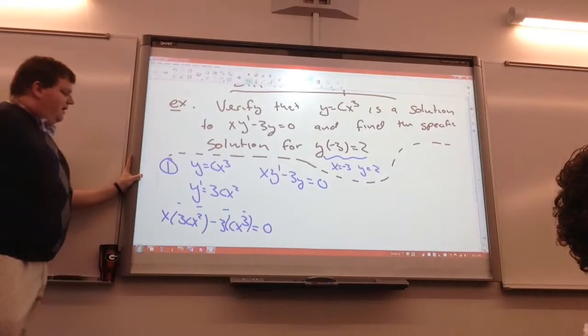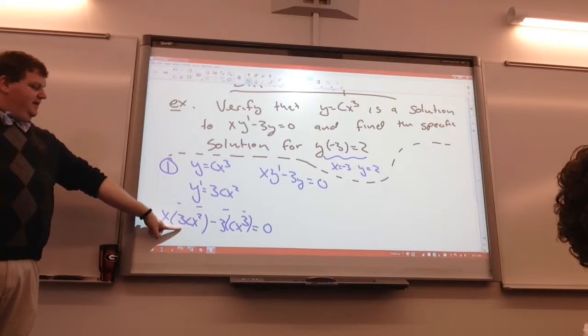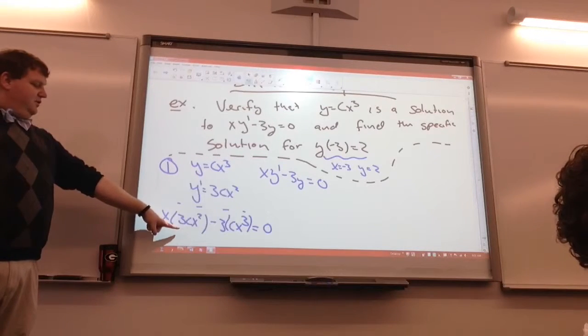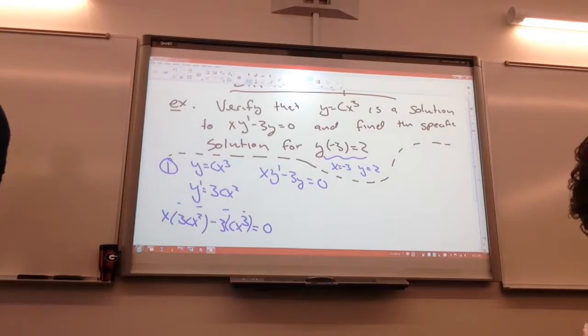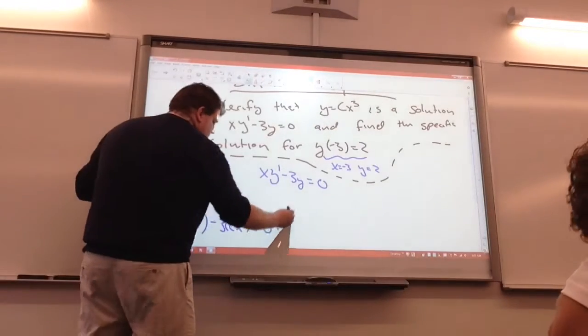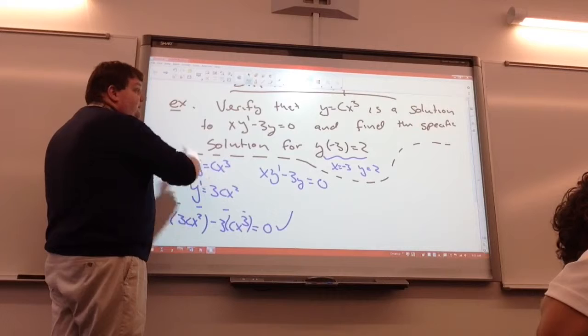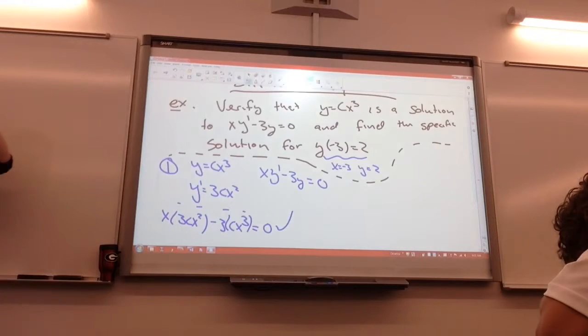Is that indeed 0? What does that come out to be? 0. Yes, it's 3cx cubed minus 3cx cubed, which is indeed 0. So this does work. This is indeed a solution. We verified that it's a solution. Now for the second part.